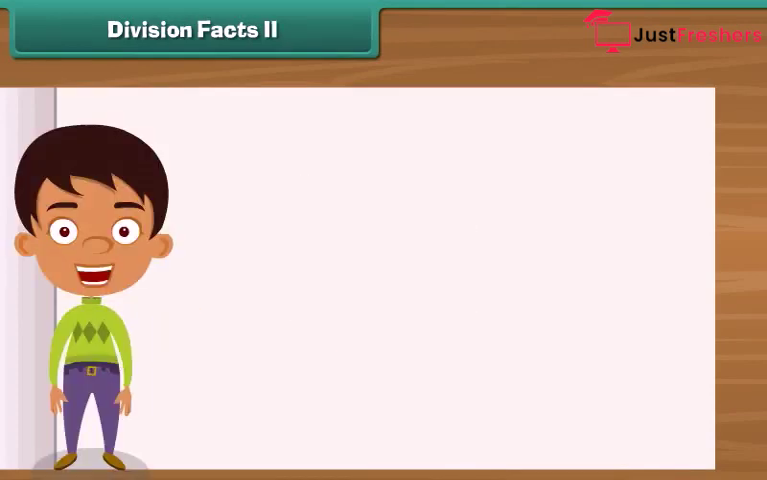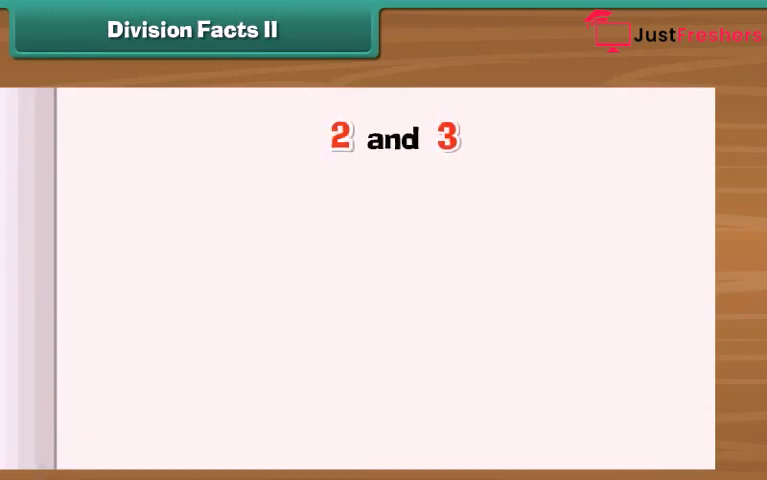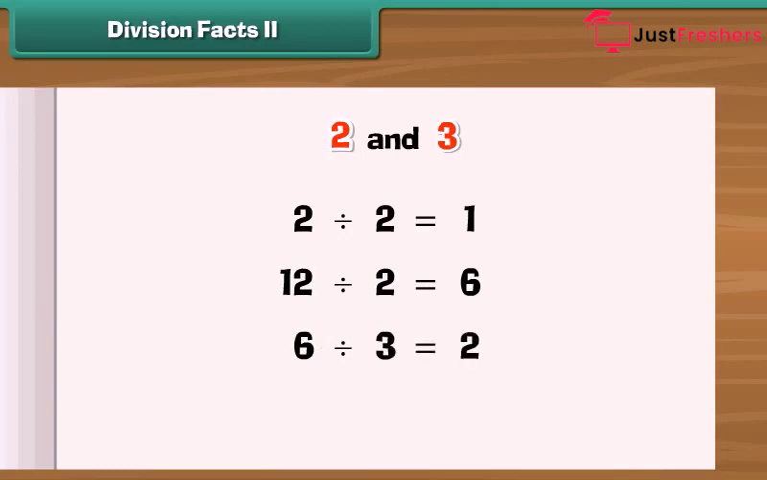Division facts 2. Let us learn the division facts of 2 and 3. 2 divided by 2 is 1. 12 divided by 2 is 6. Similarly, 6 divided by 3 is 2.